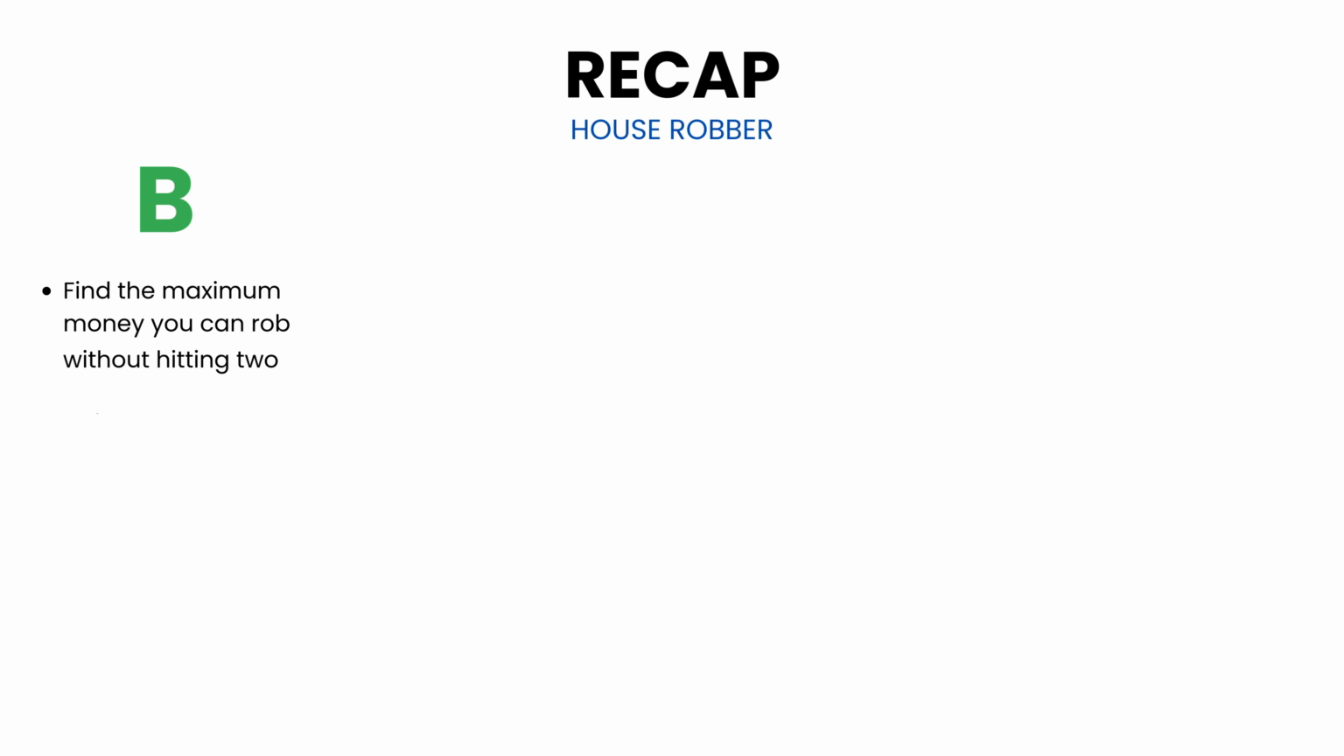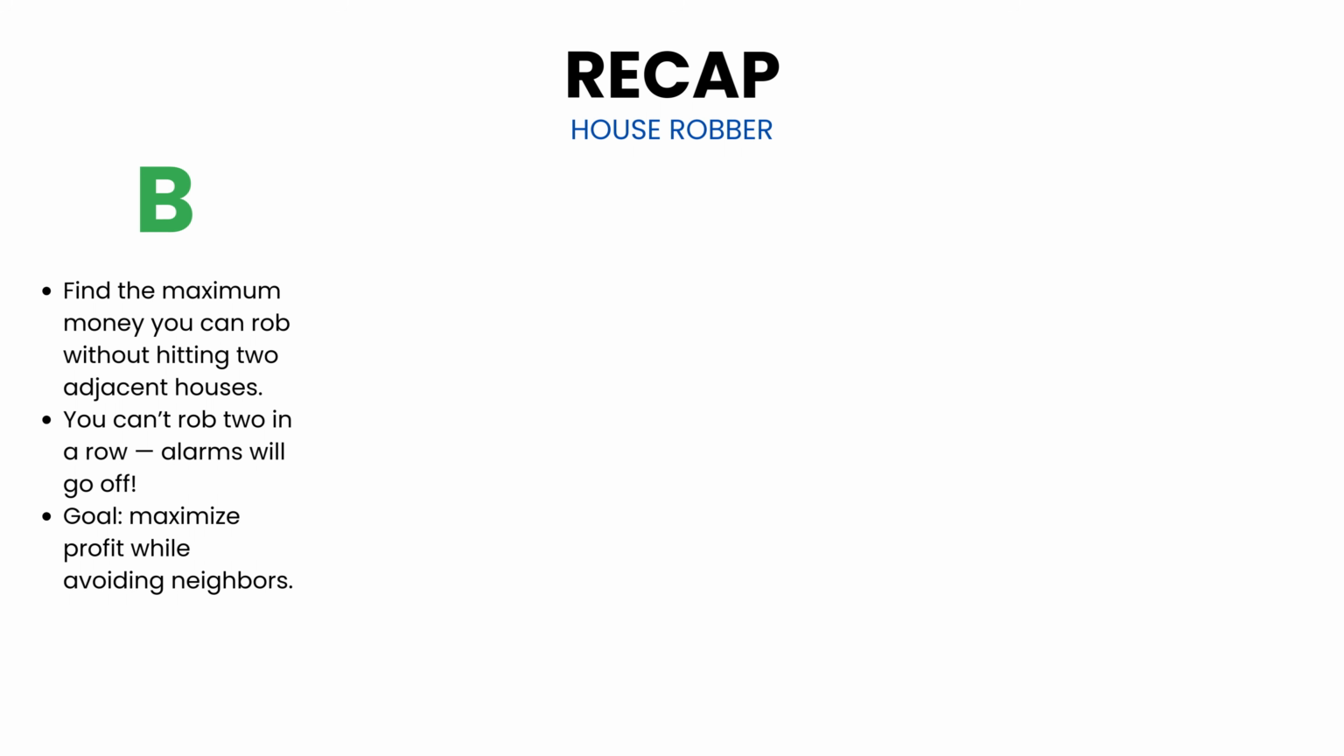Breakdown recap. We began by defining the goal. Given a row of houses with money, find the maximum you can rob without hitting 2 adjacent ones. The key is balance. Rob 2 close together, and the alarm goes off. Spread out your choices, and you maximize your loot.